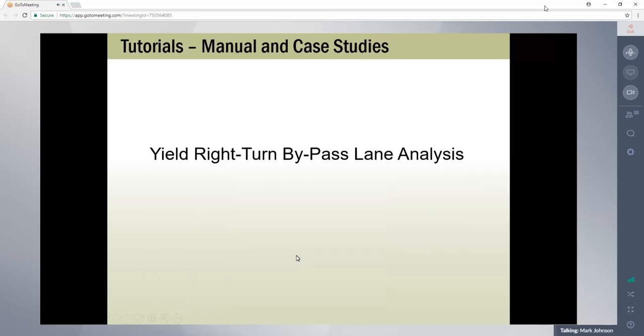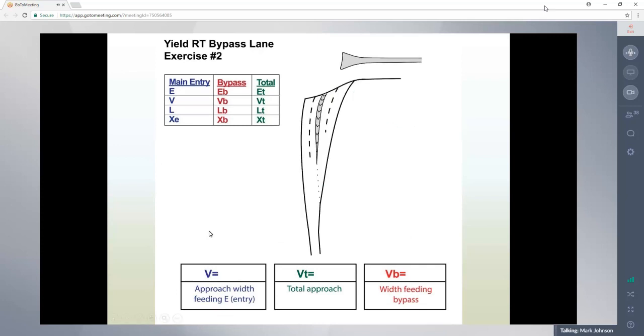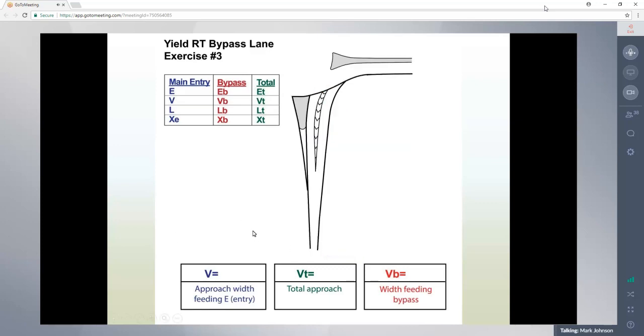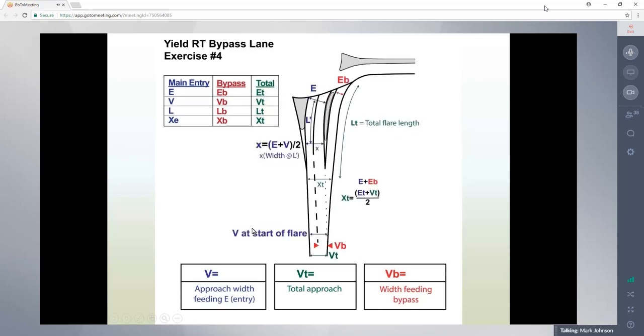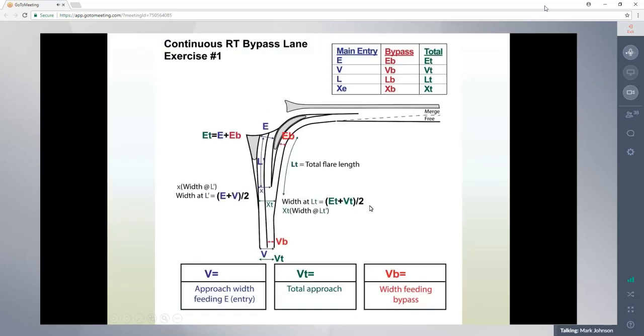And so we've gone ahead and incorporated in the manual examples on what inputs go where and what is what. And I'm just going to go through these rapidly, showing some of the different types of bypass lanes and the inputs that you can find in the online manual, as well as the case study tutorials. So some of the basic, and then your continuous or free right turn lanes as well are available.